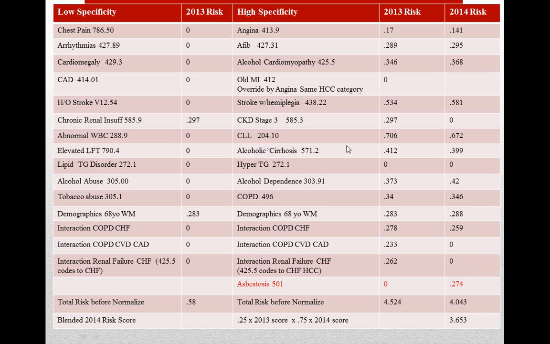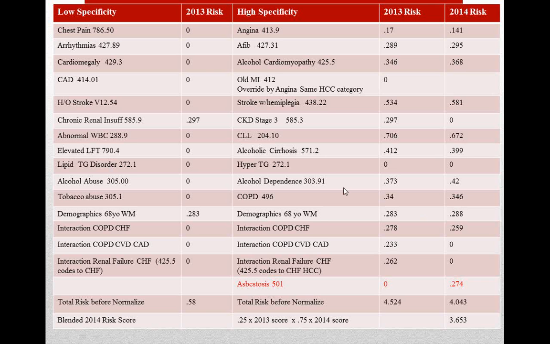Now they're normal, but the more important diagnosis is the alcoholic cirrhosis, which gets you a .412 risk score compared to a .399 in 2014. So again, using the more specific. The triglycerides, cholesterol, things like that are going to get 0 risk scores, but you should include them at some point. But again, these are going to be your white codes on your color-coded sheet. These are the ones you're not going to get any risk score for.